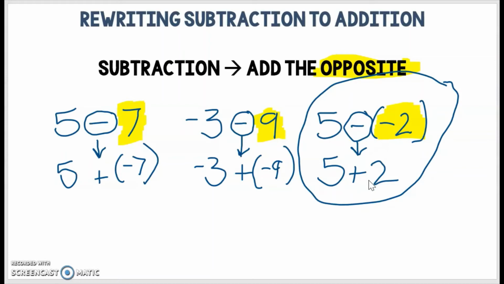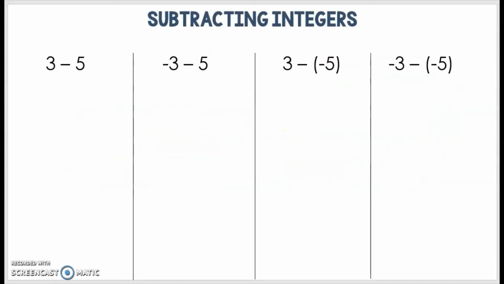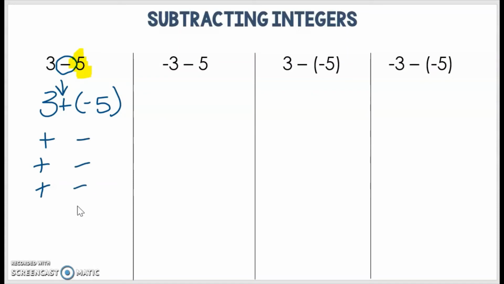So we're going to use this idea to subtract our integers. Again, circling the operation here, we're going to change this into an addition problem. So 3 minus 5. 3 changes to an addition, plus the opposite of 5, which is -5. And then I'm going to do my charge model. I have 3, joining that with 5 negatives. Here are my zero pairs. I cancel, cancel, cancel, and I'm left with -2. So 3 minus 5 is -2.